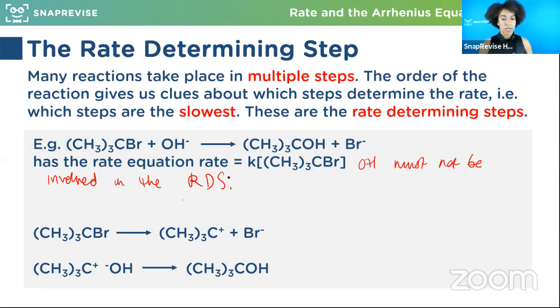Why is it not involved? If you work out the rate equation experimentally and you find that the rate does not change no matter what concentration of OH you have, that means it's zero order, right? Which means that we don't put it in the rate equation, which means that it can't be in the rate determining step because it doesn't determine the rate at all.